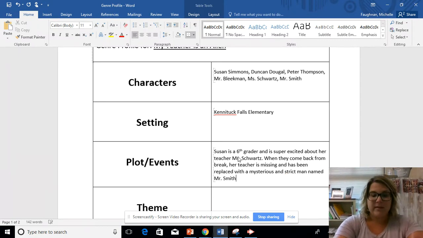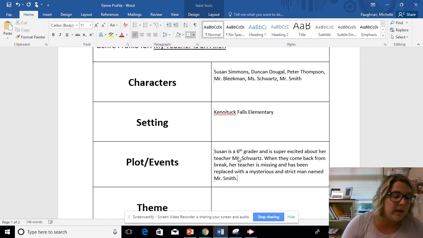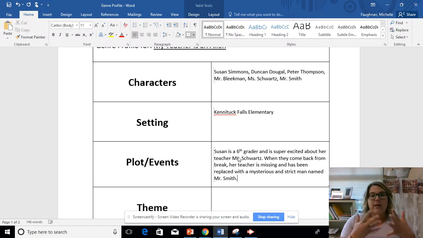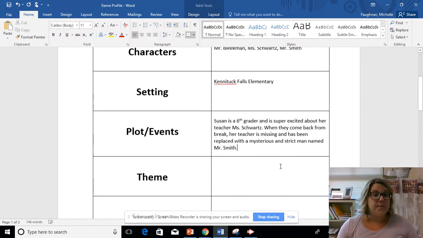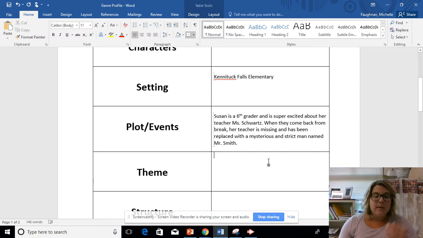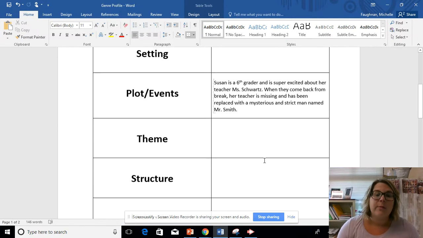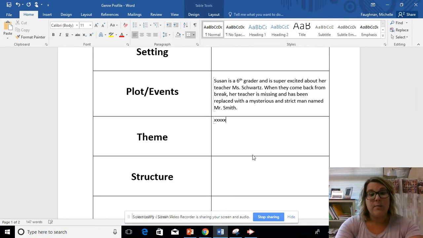named Mr. Smith. Now notice I kept it brief. We're not diving into a full summary right now. I'm just giving a very brief overview of what I know. My theme, when we talk about a theme, we'll dive into that more later this year, but that's kind of an overarching idea that a text takes on, and unfortunately, being only a couple of chapters in, we are unable to fill that out. You will be able to later on when you read, though.